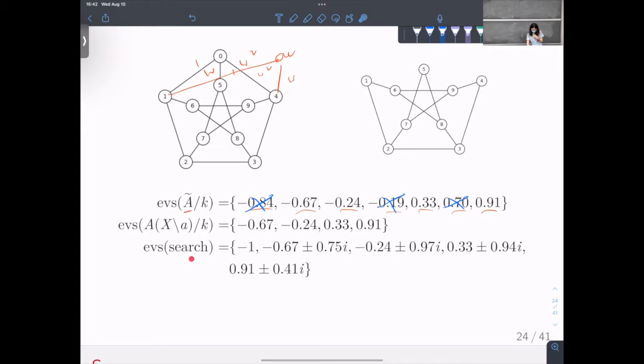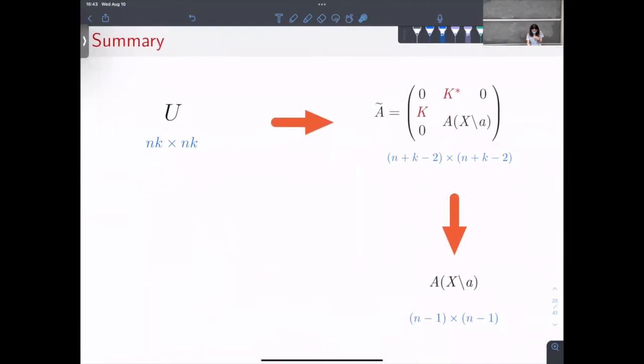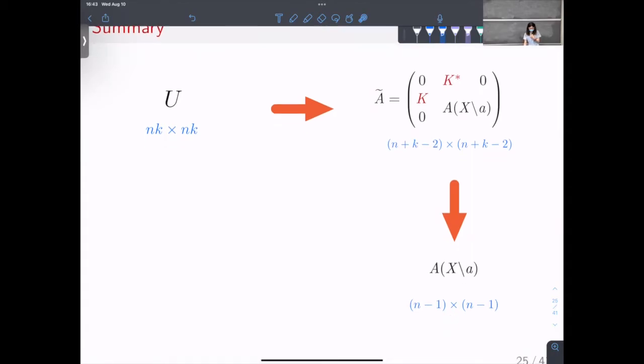And then the thing that contributes to search will just be -1 because the F1 times O1's vector is equal to 0. And then all the other conjugate eigenvalues you find using the vertex deleted subgraph. So the take-home message here is for search, you only care about the vertex deleted subgraph, not the other duplicates. Okay, so we have reduced a problem about the nk by nk matrix to an n plus k minus 2 by n plus k minus 2 matrix, and then further down to this vertex deleted subgraph's adjacency matrix.